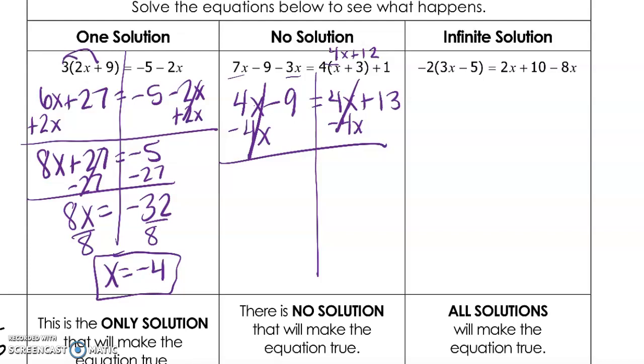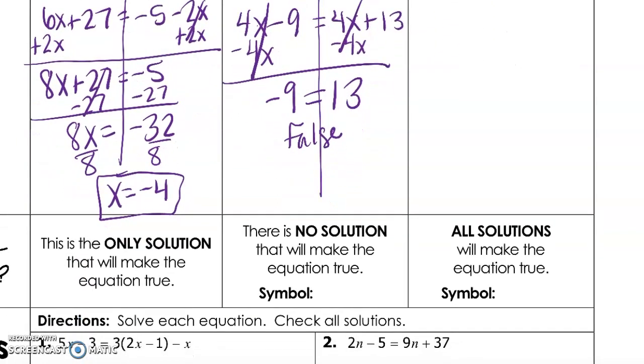So you are left with -9 equals 13. So what could happen is if your variables match, they're going to cancel out on both sides, and you'll be left with an equation, a sentence, and it's either going to be true or false. -9 equals 13. That is definitely false. So what happens is we call that no solution.